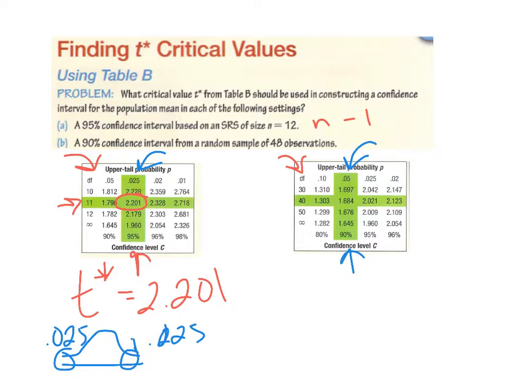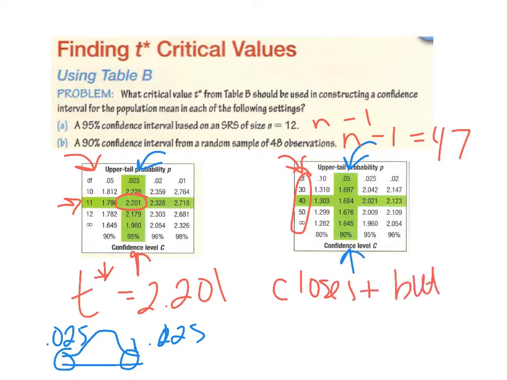But my degrees of freedom here, you'll notice, are going to be n minus 1, which is going to be 47. And you'll notice I don't have a 47 on the side of my table here. So when you don't have the appropriate degrees of freedom number, you need to use the closest but not greater. Okay, so I can't use 50. I'd have to use 40. So my critical value that I would use here would be 1.684.